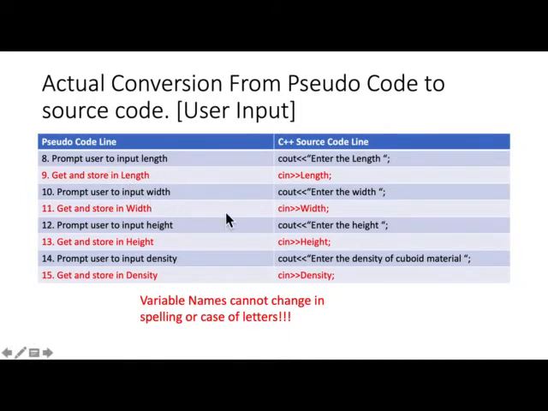Important thing one more time. If the variable name was uppercase L Length in the input table and formulas, it cannot change here. You cannot degrade it to lowercase. In the same way, input is done for width, height, and density. Variable names cannot change in spelling or case of letters. So pause the video here for a minute and look at the mapping between pseudocode lines and source code lines.